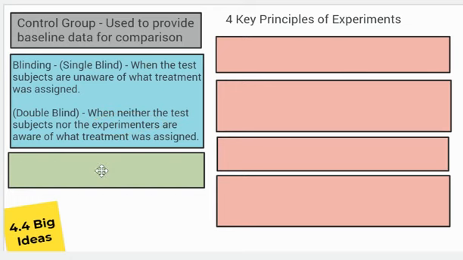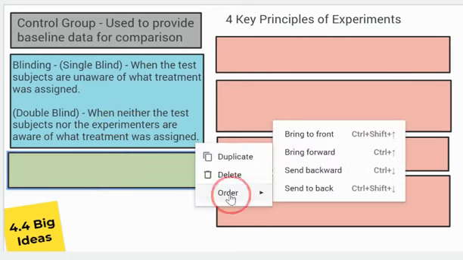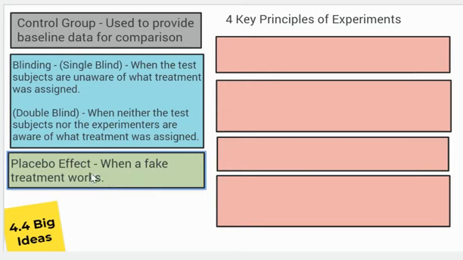All right, let's go to the next vocab word we have here, and that would be the placebo effect. So the placebo effect is when a fake treatment works. Okay, the fake treatment, which is the placebo, should not have any impact on the test subjects. But if it does have an impact, and it should not, that means the placebo effect has occurred.